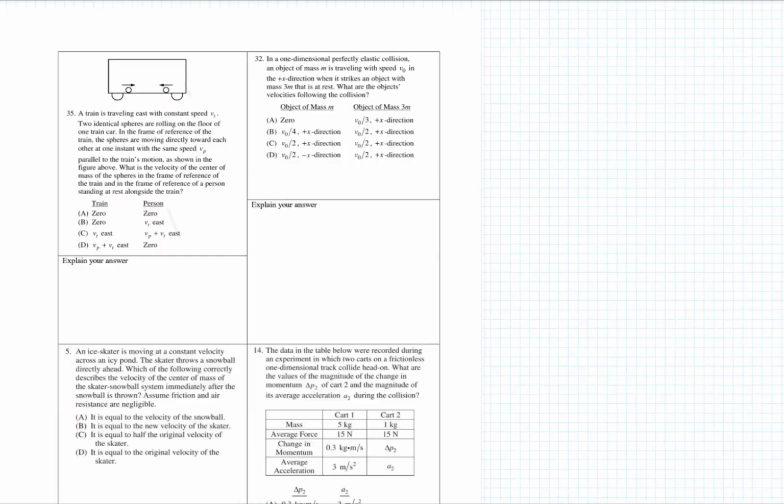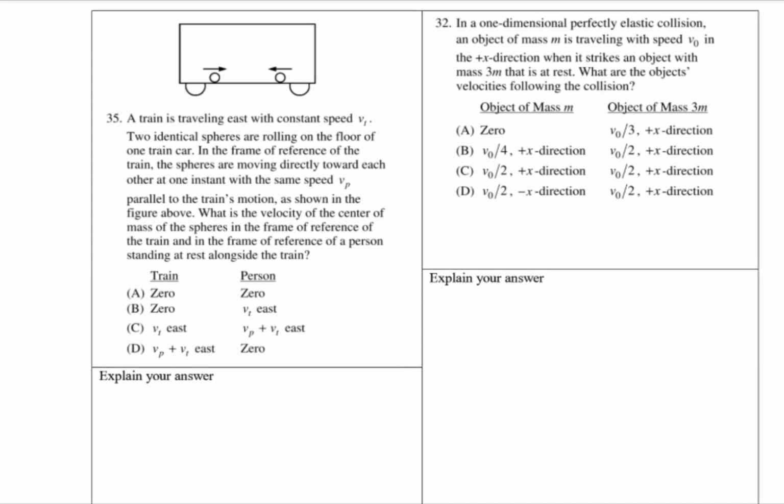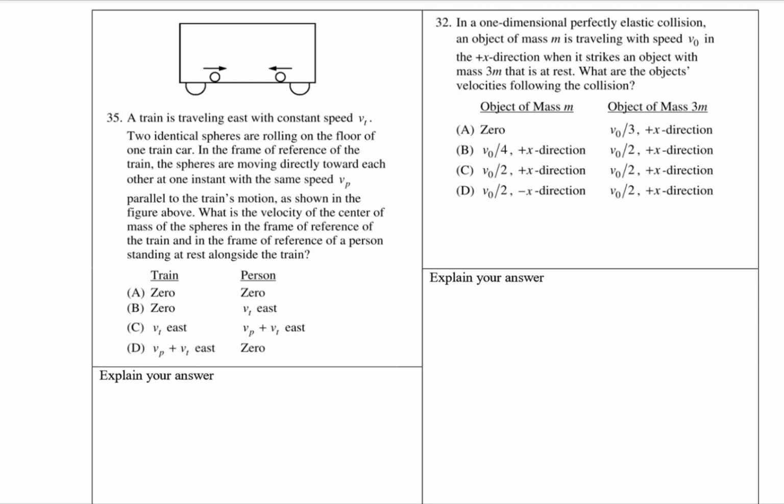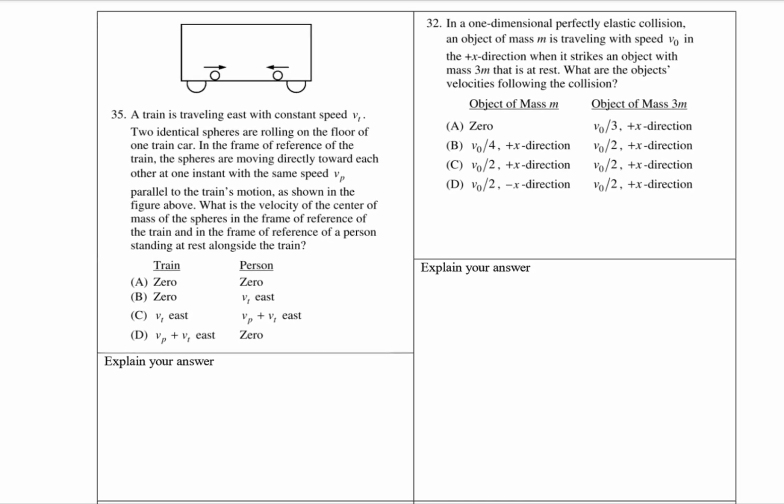All right, for our next question, we have this train that is traveling with a constant velocity. We got two spheres in the train. They got the same mass. They're identical. And they're moving towards each other with the same speed, Vp. And they're moving like they're shown. What's the velocity of the center of mass of the spheres in the frame of reference of the train and in the frame of reference of a person standing outside of the train?